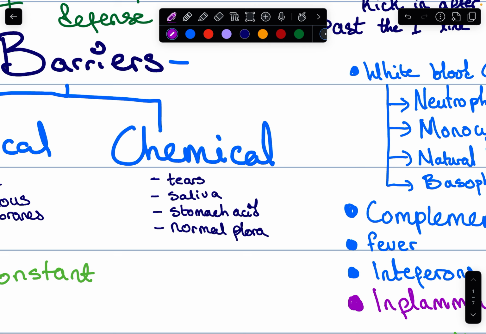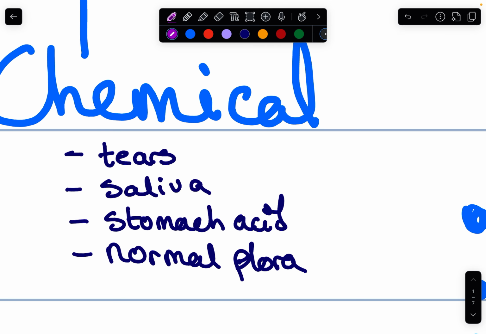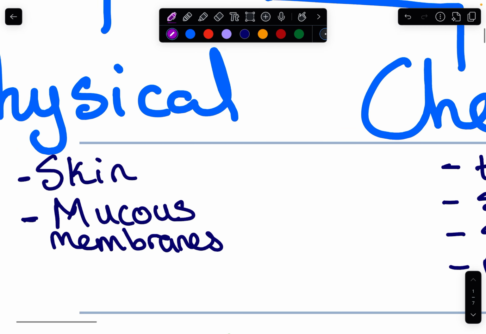From the moment you're born, you're gonna cry. You have tears. From the moment you're born, you have saliva, you have stomach acid, and you have bacteria. Normal flora means bacteria. And you also have all these things. So how do they work?